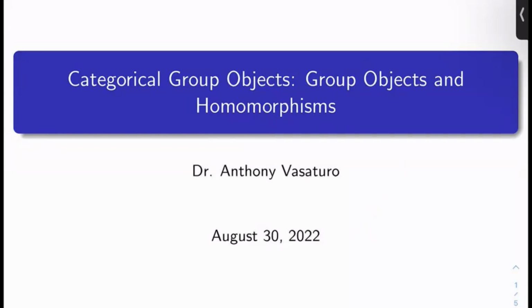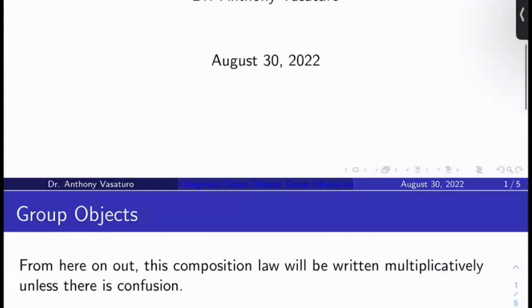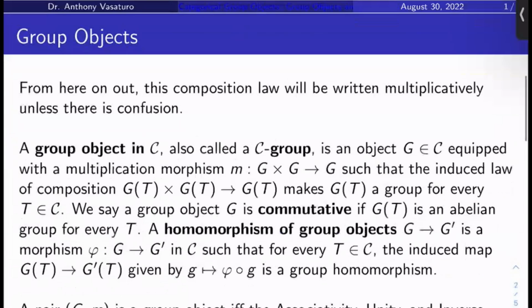Today's video is going to be on categorical group objects. Some more talk about that. We'll talk about group objects and homomorphisms today. So what's a group object? From here on out, the composition law that we discussed in the previous video is going to be written multiplicatively unless there's some kind of confusion.